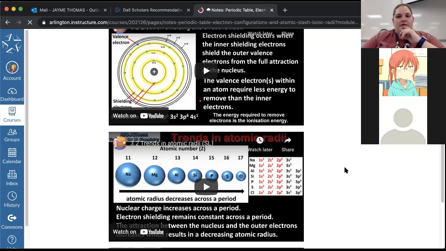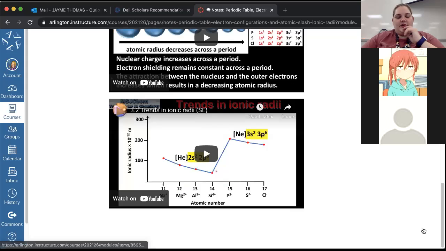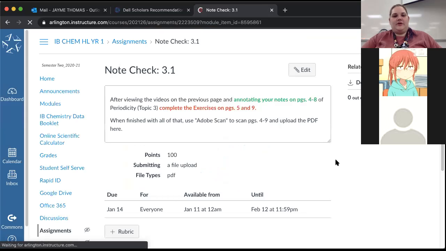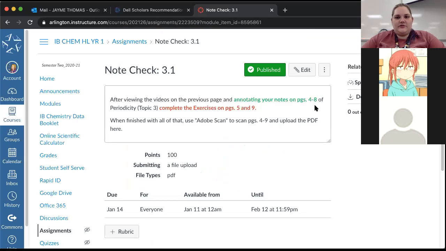Okay, and if I go to the next page, it has where you can submit your note check after today. Basically, pages 4 through 8 is where you should be annotating, taking notes, adding in information, highlighting, drawing things in, color coding, whatever. Then at the bottom of page 5, there are a few exercises, not a lot. And all of page 9 has exercises and questions that relate to what we're talking about today with atomic and ionic radii.